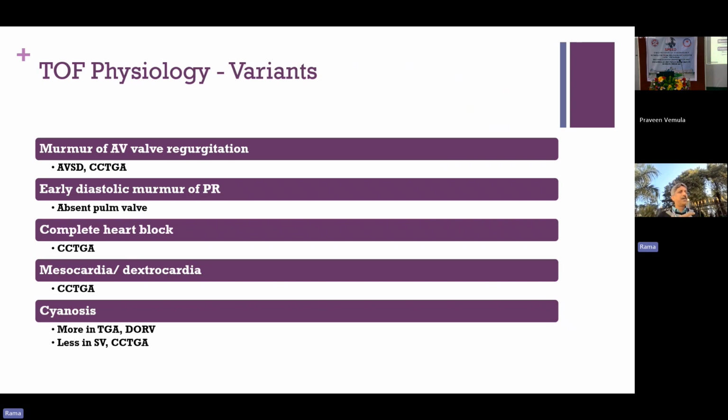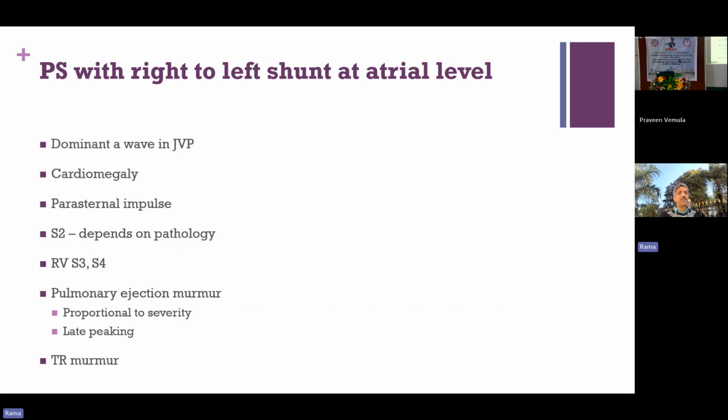There are some minor points in terms of cyanosis. Generally, the quantum of cyanosis is much more in TGA, DORV and VSD with PS comparatively, and maybe lesser in single ventricle and CCTGA. But these are all relative points. In a nutshell, LV apex is the most important thing to differentiate between tetralogy physiology and CCTGA. CCTGA can be convincingly diagnosed if there is a discrepancy between situs and cardiac position, or there is an L-posed aorta that you can palpate, or a sound that can be auscultated there, or, rarely, complete heart block or the presence of AV regurgitation. These are the things that you have to see.